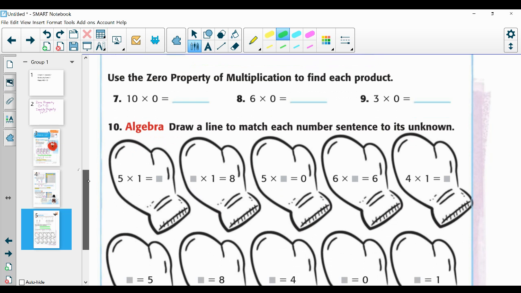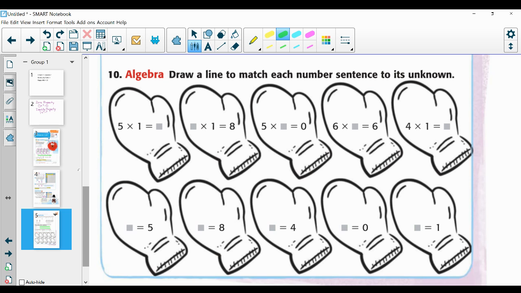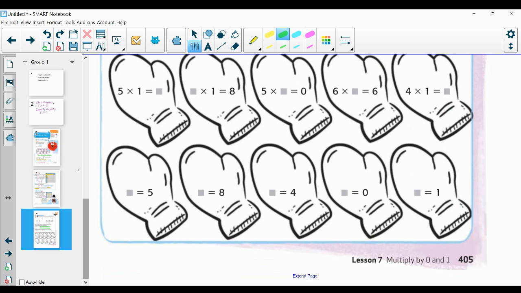Okay, and then you're going to draw a line to match each number sentence to its unknown. So the first row are your number sentences. The bottom are your unknowns. So all you do is you just draw a line. Draw the easiest line possible. If you make it too confusing to grade, I'll just mark it all wrong. So draw your lines as straight and as clearly as possible. If you want to use a different color for each line, that would be fabulous because it's much easier for me to see. If I can't see it to grade it, you don't get credit for it. Okay, that's it. That's multiplying by 0 and 1.